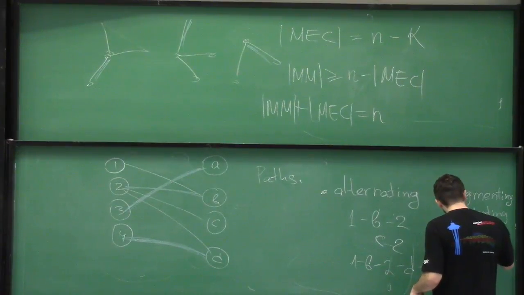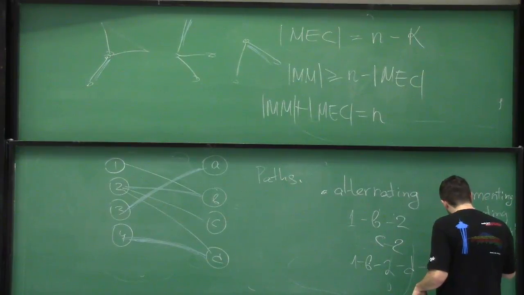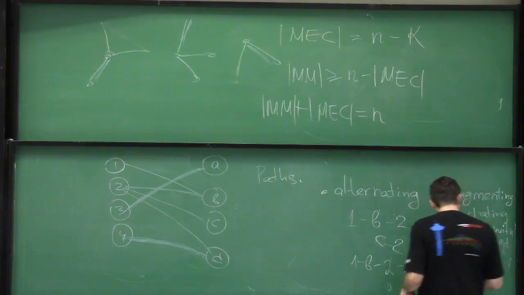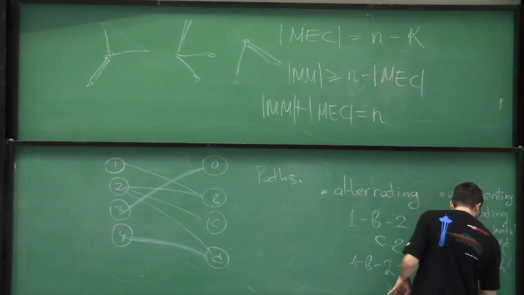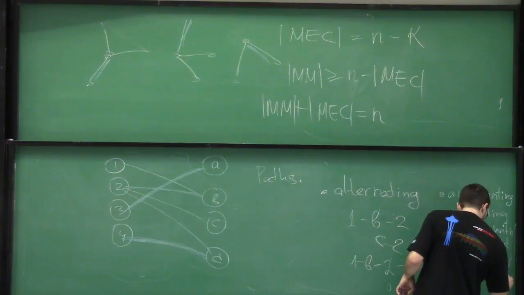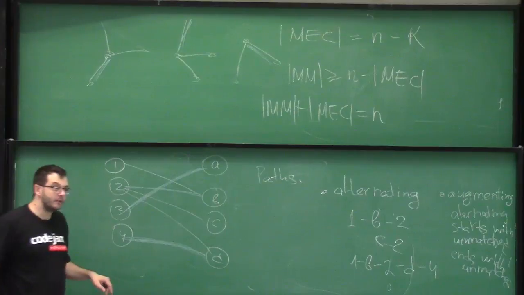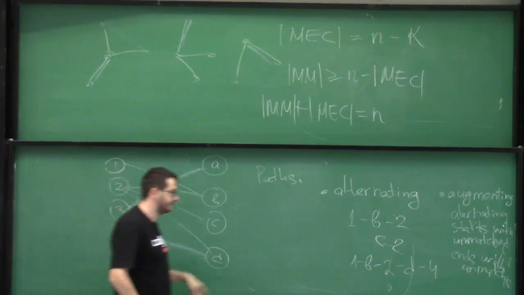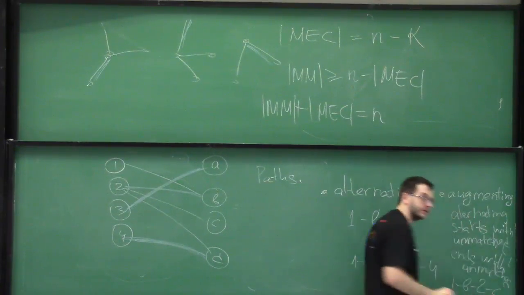It starts with an unmatched vertex and ends with an unmatched vertex. Here, an example of such a path is 1B, 2C.